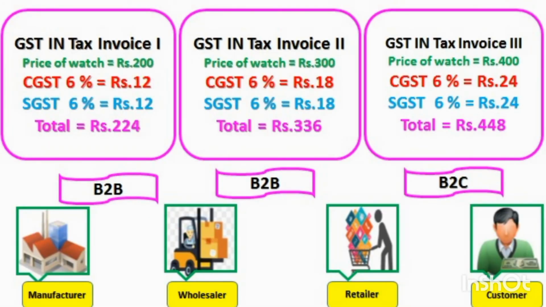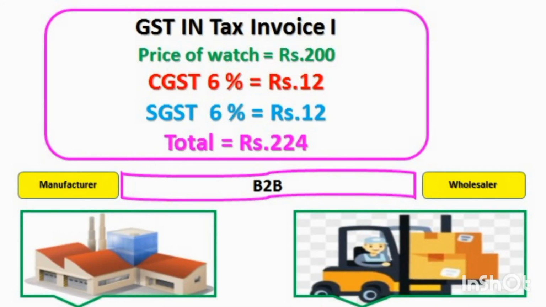Here, 3 transactions took place in one state. Therefore, 3 invoices were generated like this. Each tax invoice shows the brief computation of GST. In the first tax invoice, we can see the price of the watch is rupees 200, CGST at the rate of 6%, 12 rupees, SGST at the rate of 6%, 12 rupees, and the price of the watch including GST is 224.